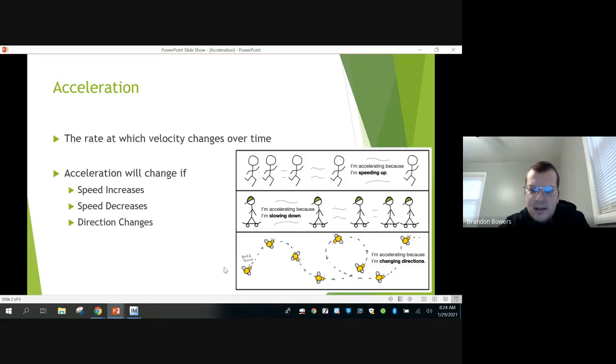If you continue to change your velocity, that's going to affect the acceleration. So acceleration will change if the speed increases, speed decreases, or direction changes. The next few slides just kind of talk about these three items. You don't have to take notes on the next two slides, but we're focusing on these three items.